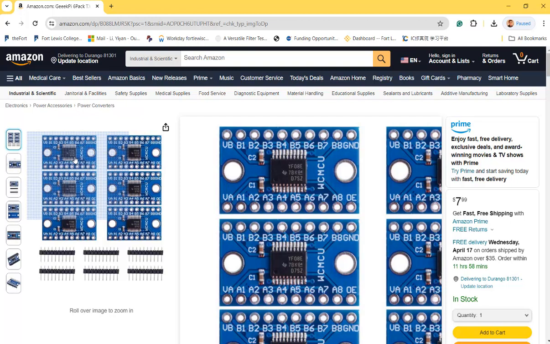So VB should be connected to where? The VB pin should be connected to where? Five volts, because the B ports are connected to the Arduino. So you need 5 volts as a power supply for the high voltage side.